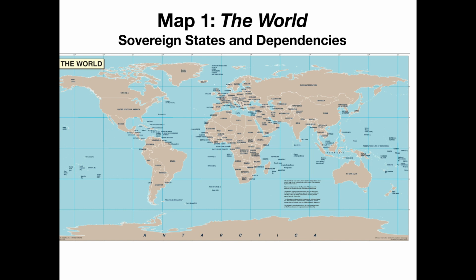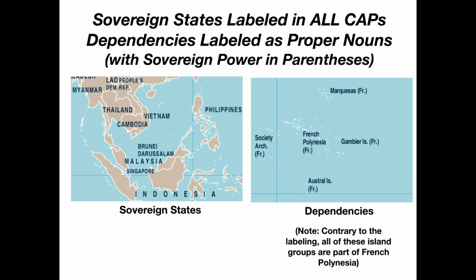This is the map. It's very simple, very straightforward. You can see simply a two-color scheme, land and water, with land areas divided into sovereign states and their dependencies. It's important to note how it differentiates sovereign states or UN members, independent countries, from their dependencies. It's very straightforward. Sovereign states are shown in all capital letters, whereas dependencies are not. And then the dependencies have in parentheses the controlling country. So you could see here a number of sovereign states in Southeast Asia in all caps.